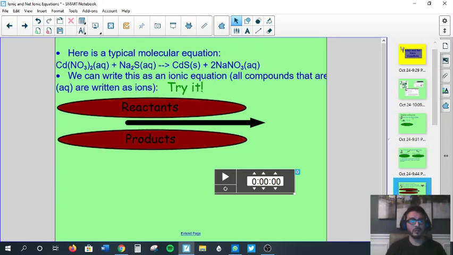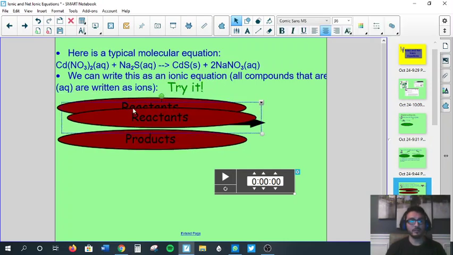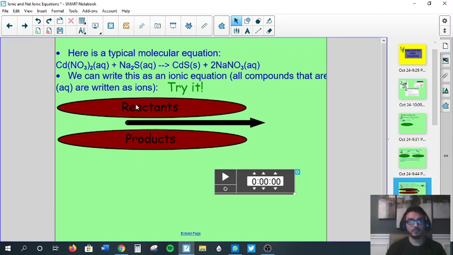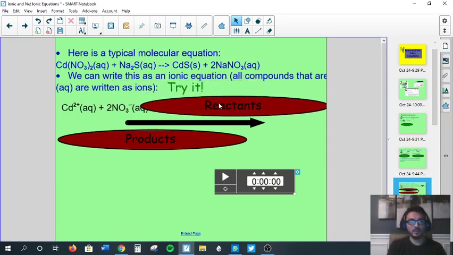So here are our reactants. Let's undo that. Okay, select tool. Where'd my pen go? There we go.